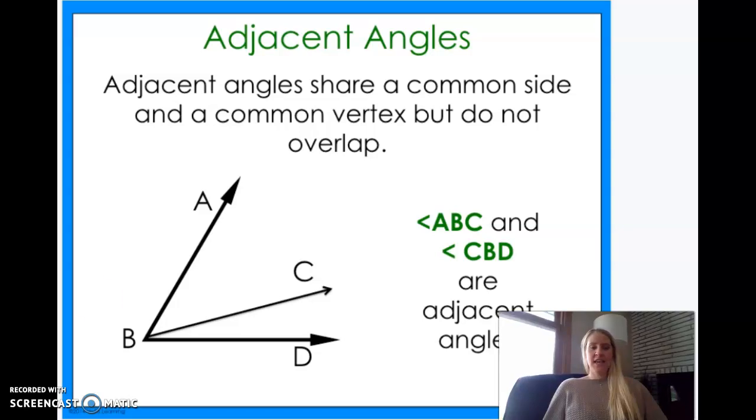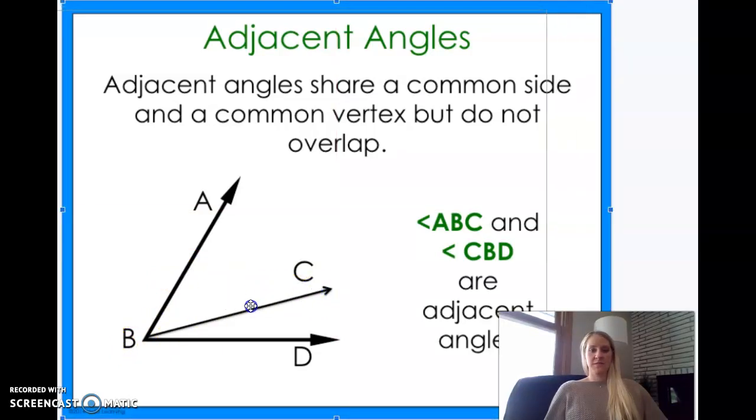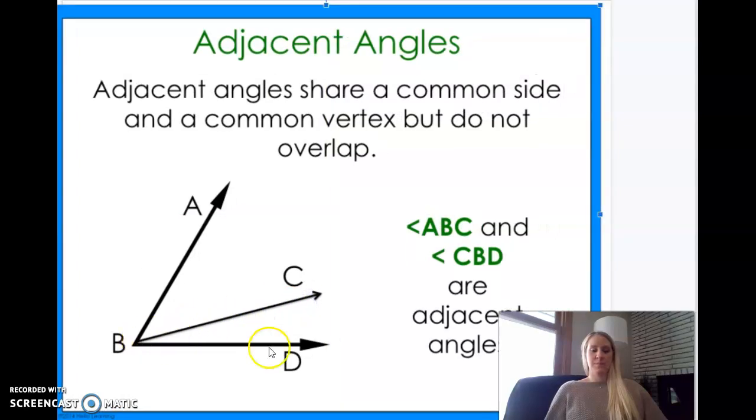Okay, adjacent angles. Adjacent angles share a common side and a common vertex, but do not overlap. So here's an image of adjacent angles. They share a common side and a common vertex, but they do not overlap. So angle ABC and angle CBD are adjacent angles. They share side BC and they share vertex B, but they do not overlap.